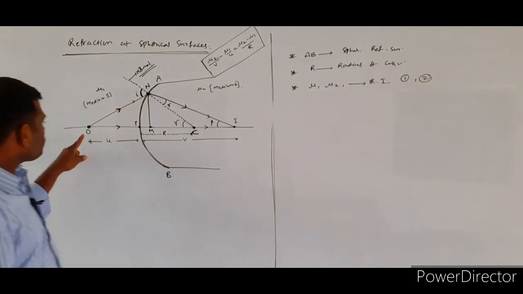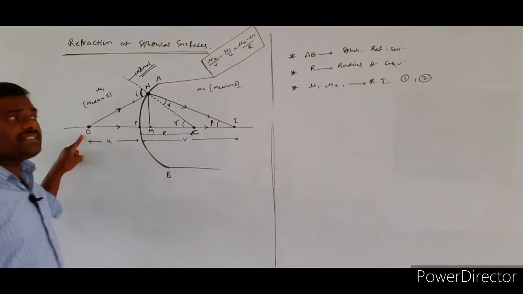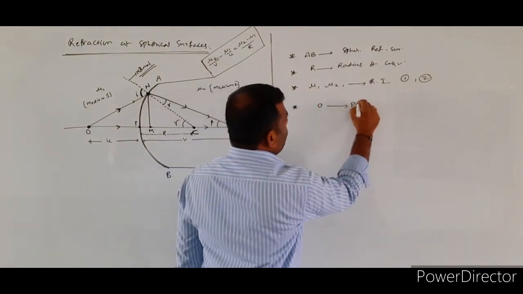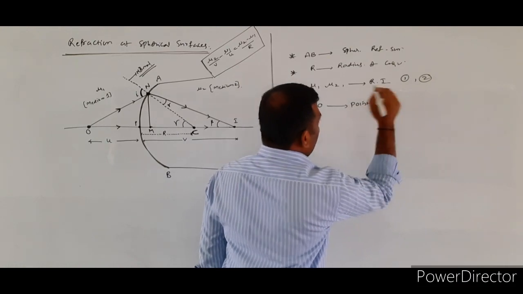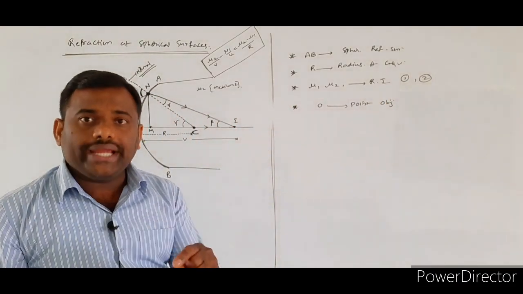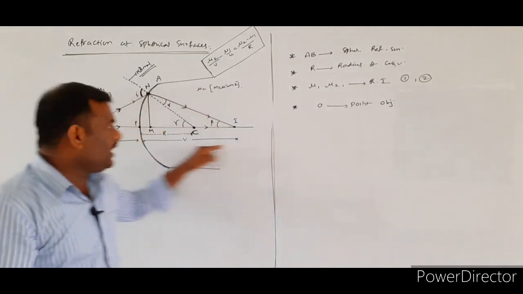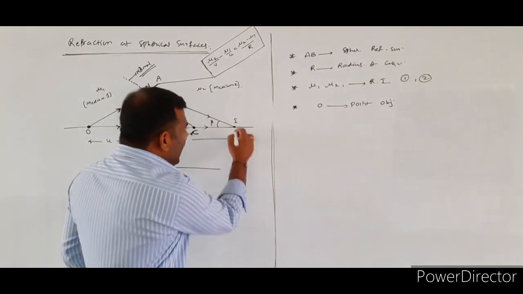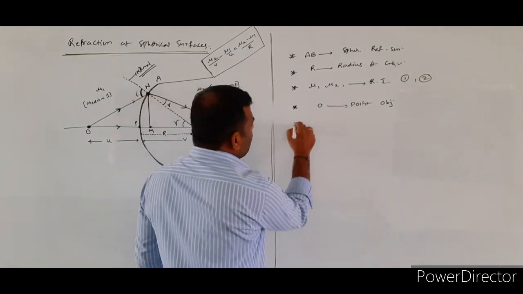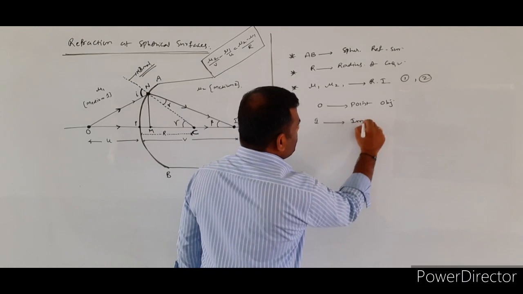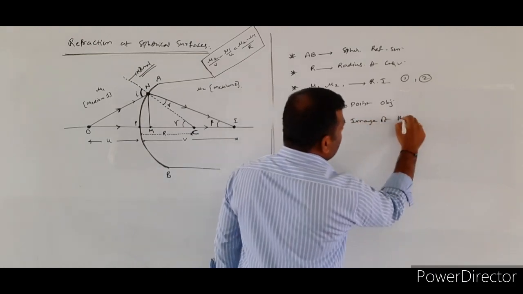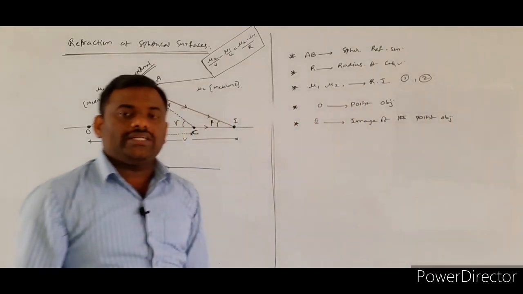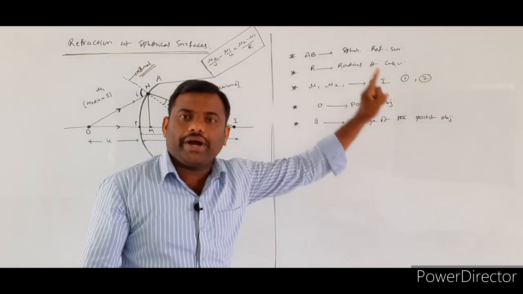Next, in the given diagram we consider the point O. The point O indicates the point object, which is placed along the principal axis. Here the point I is considered. The point I gives the image of the given point object. So I indicates the image of the point object, and O indicates the point object.